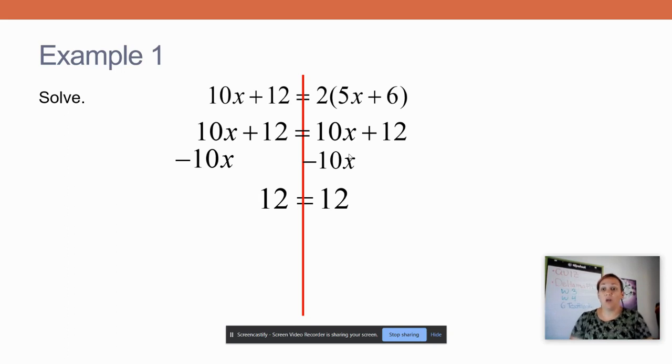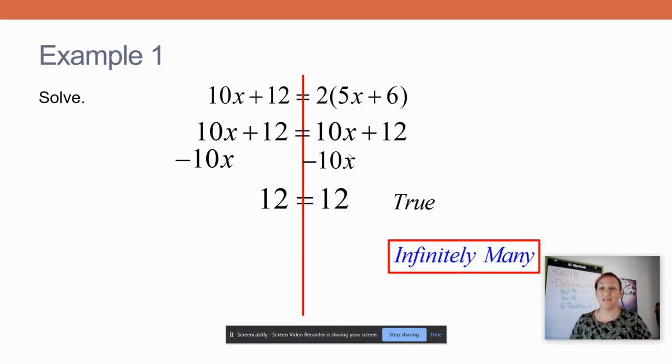And so if all of your variables cancel out and there are no more letters in the problem, this is a special case, and it gets a special answer. Before you can decide what the answer is, you have to look at the numbers that you have left, and ask yourself, is this true or false? Does 12 equal 12? And the answer is yes, 12 does equal 12. This is a true statement. When all of your variables cancel out and you're left with a true statement, then you're going to write the special answer, infinitely many. There are infinitely many answers to this question.